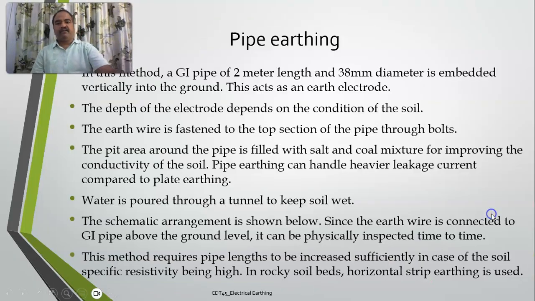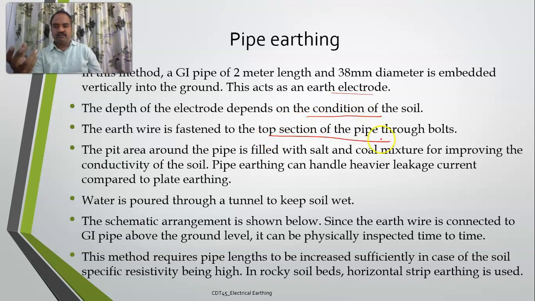Now the second one is your pipe earthing, where you will be taking a GI pipe and directly inserting it vertically into the ground. And this will directly act as an earth electrode. How deep you are supposed to fit it depends upon the condition of the soil. Then your earth wire is fastened onto the top section of the pipe through bolts. And the pit area around the pipe is generally filled with salt and coal mixtures, just as you have seen in the previous video. The only difference is whether you are using a plate or a pipe.